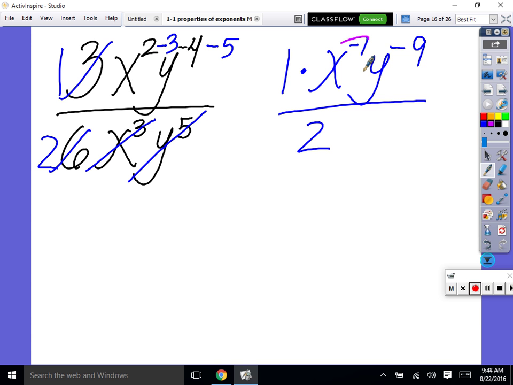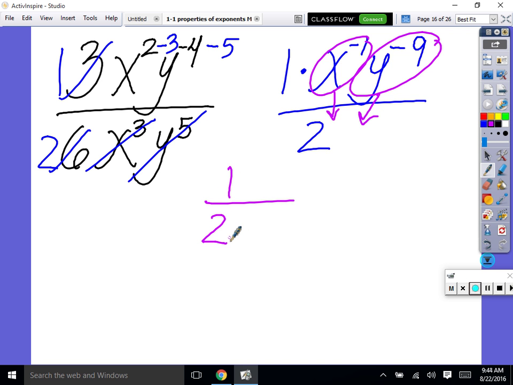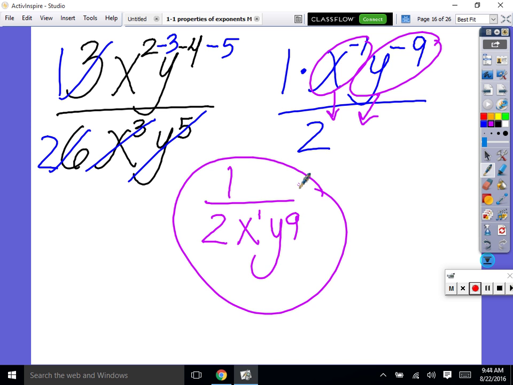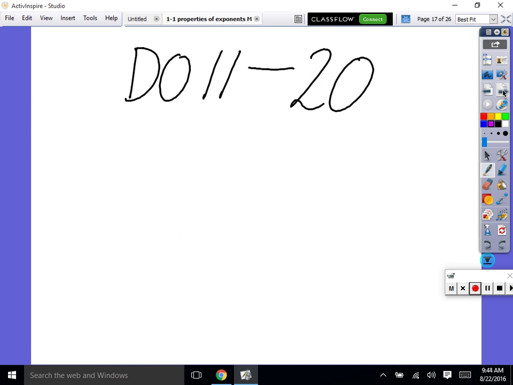Oh, we need to flip that. We need to flip that over a fraction. Left on top was a 1. On bottom, there was a 2. Now there's an x to the +1. Now there's a y to the +9. This answer is great. Okay, we're all good. You're ready to practice. Okay, do 11 through 20.